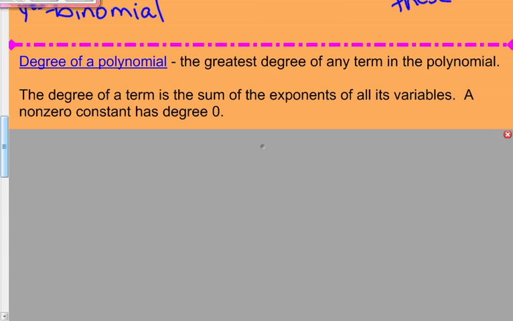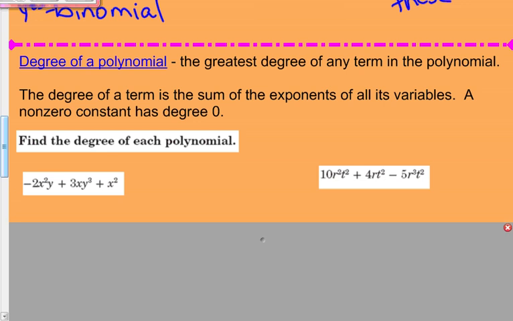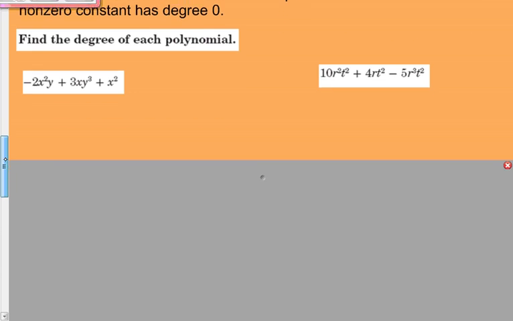A non-zero constant, that means any whole number that doesn't have a variable, has a degree of 0. So you won't factor that one in. So let's look at an example. I'll show you what I mean.